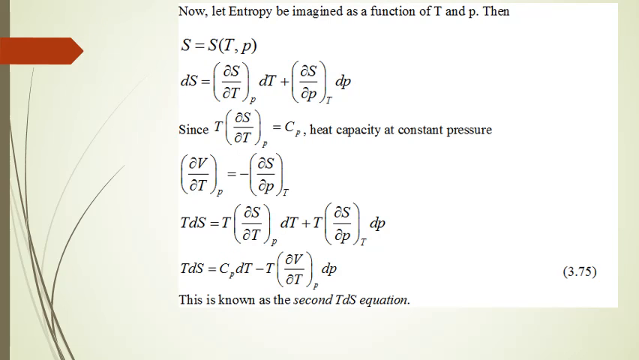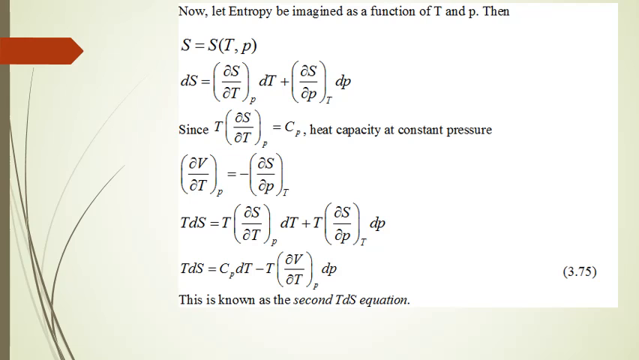Now to obtain the second TdS equation, we assume entropy to be a function of temperature and pressure. So dS is equal to (∂S/∂T) at constant pressure dT plus (∂S/∂P) at constant temperature dP. Since T (∂S/∂T) at constant pressure is equal to Cp, that is heat capacity at constant pressure. So (∂V/∂T) at constant pressure is equal to minus (∂S/∂P) at constant temperature.